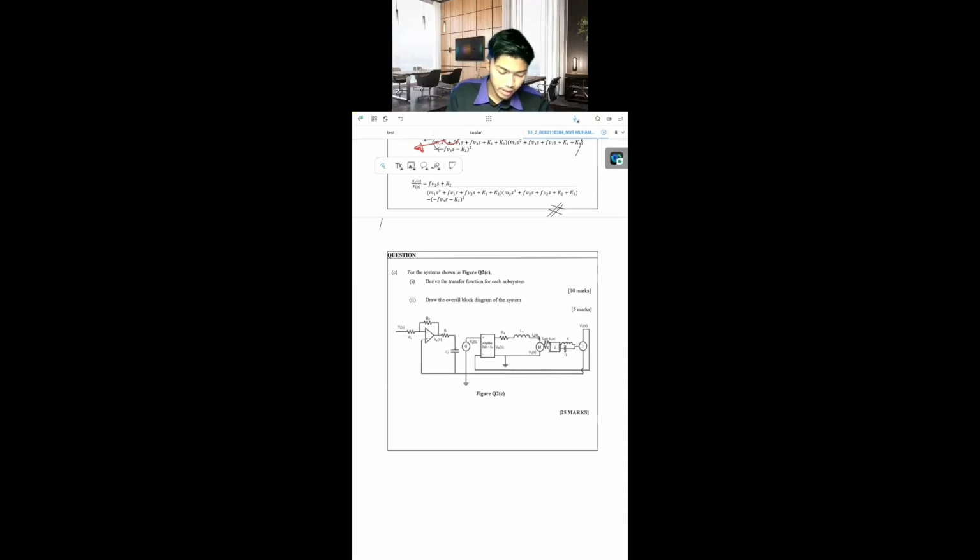Soalan C dia minta, the question asks for derive transfer function for each subsystem. The question give us the control system. So soalan nak kita derive transfer function untuk setiap subsystem. So kita just kena divide lah. Dalam control system ni divide each subsystem. So kita easily can know which transfer function that can kita derive.